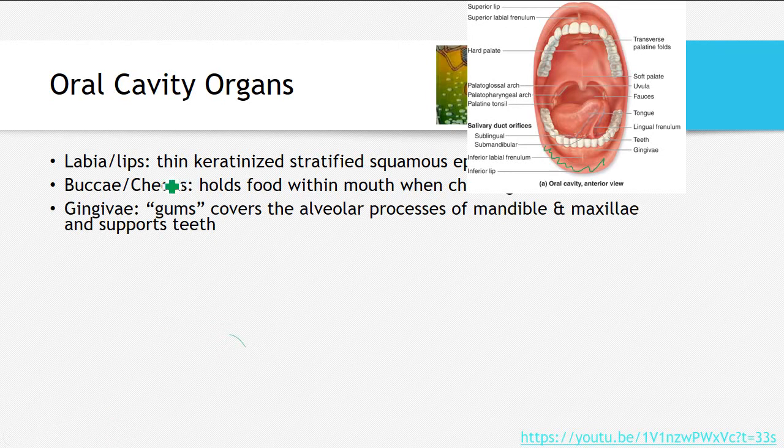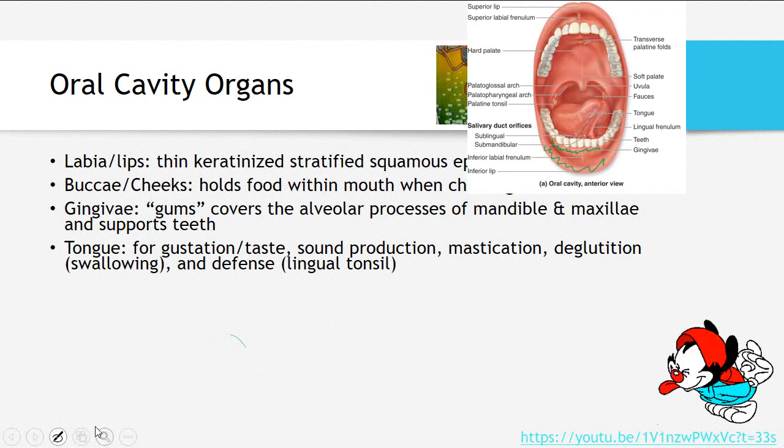We have the gingiva. Gingiva is the gums, which cover our alveolar processes of the mandible and the maxilla. It helps support our teeth. The tongue is for gustation, or taste, and also for sound production. It helps us with mastication as well. It also helps with deglutition. What's deglutition again? Swallowing, right? And then the very posterior part of the tongue has the lingual tonsil. You guys remember that?